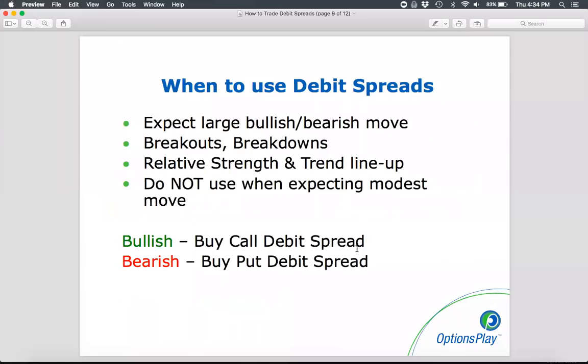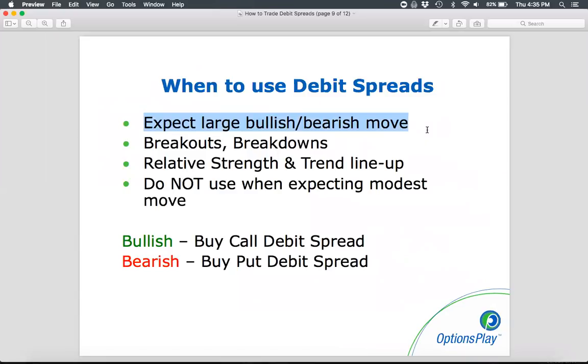So when should you actually utilize this? Now that we understand how they're constructed and what the benefits of debit spreads are, when should you use them? And this is really key here. This is why I don't really like to compare debit spreads versus credit spreads, because they're used in completely different scenarios. One is used when you don't expect the stock to move very much. That's when you sell the credit spread. When you trade the debit spread, you trade it only when you expect a large bullish or bearish move.